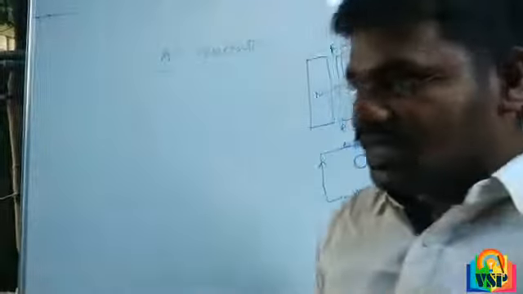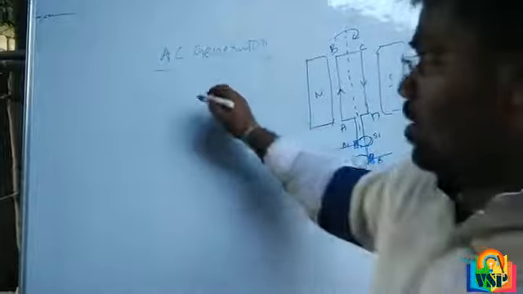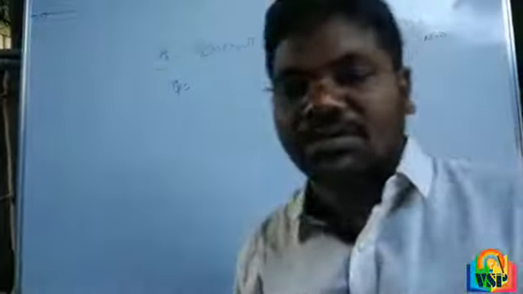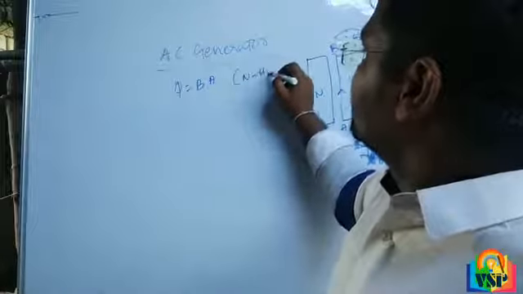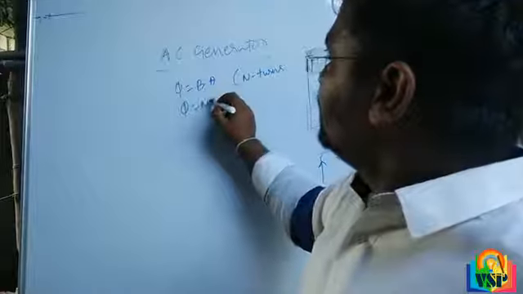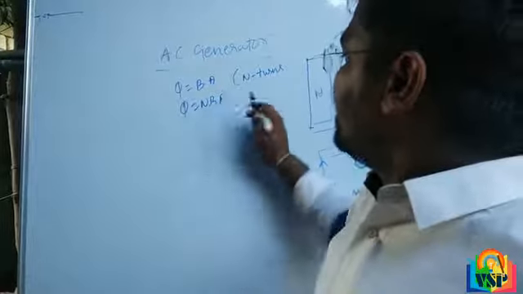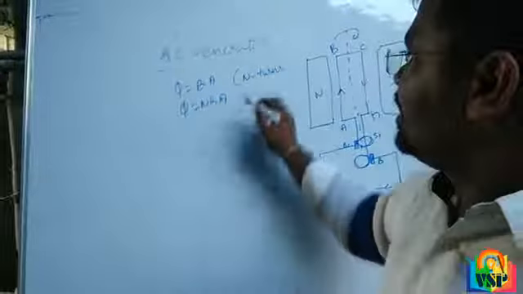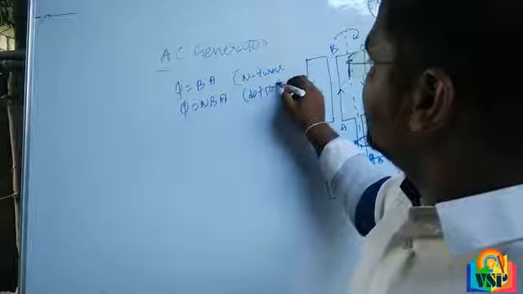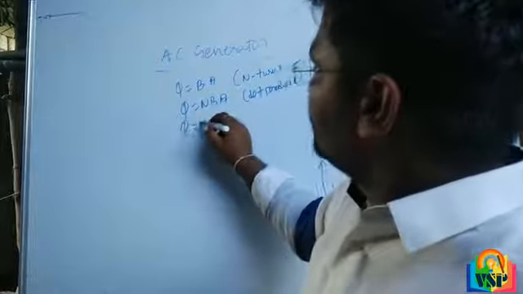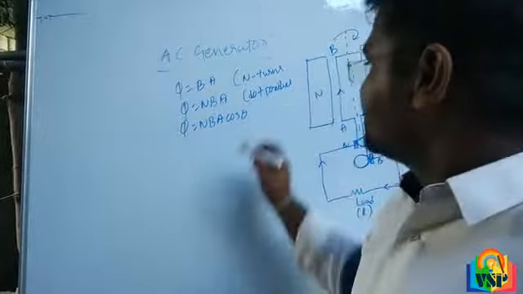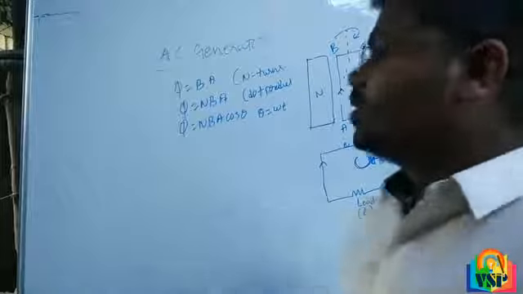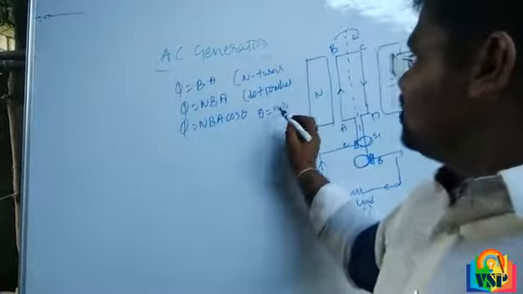Coming to the derivation, how we can find induced EMF in AC generator. We know flux is equal to B dot A. For a number of turns, we take NBA. The coil makes some angle, or dot product. We can say phi is equal to NBA cos theta. Here theta is equal to omega t, angular frequency with respect to time.